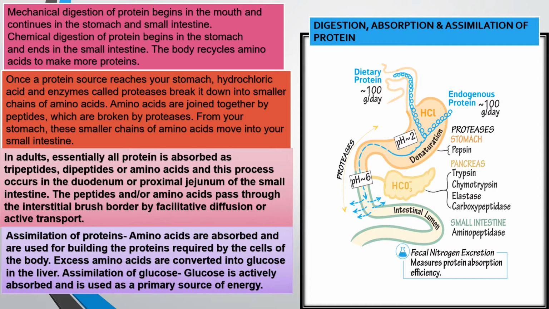Now it will come to the intestinal portion, that is the intestinal lumen, small intestine. Aminopeptidase is there, an enzyme. And at last, fecal nitrogen excretion measures protein absorption's efficiency. Hope you have understood this diagram. Please try to draw the diagram with this process.